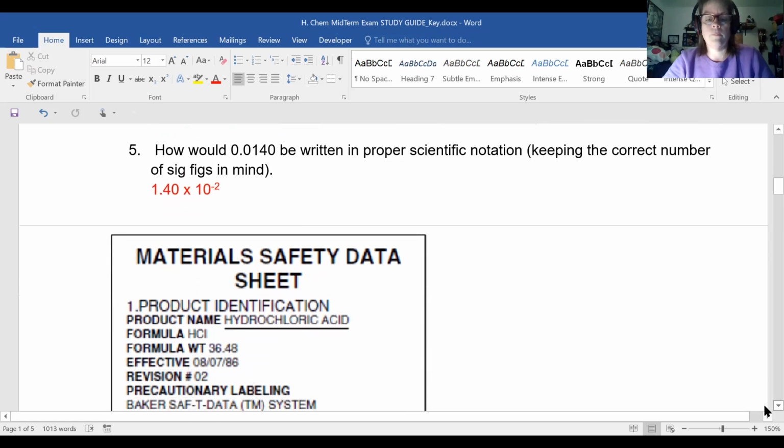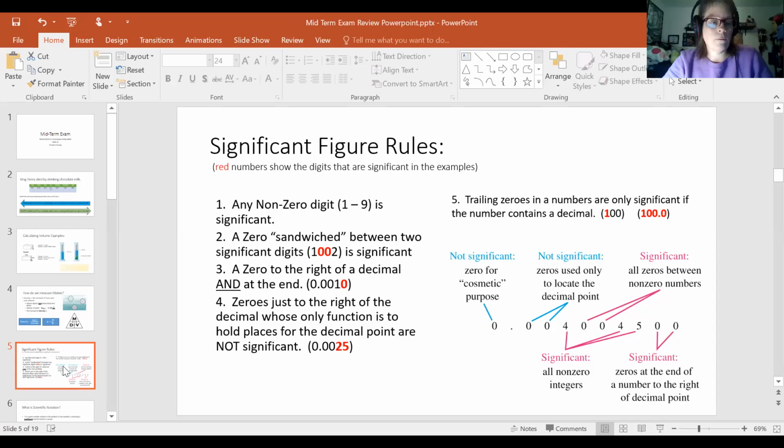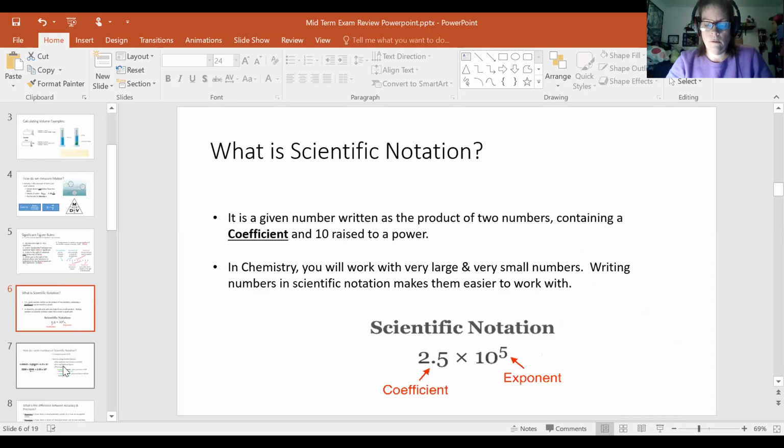All right, you need to write this number 0.0140 in proper scientific notation. And let's go back, because this one is another one where you have to look at some rules or try to refresh your memory on the rules. So let's go look at my PowerPoint here.